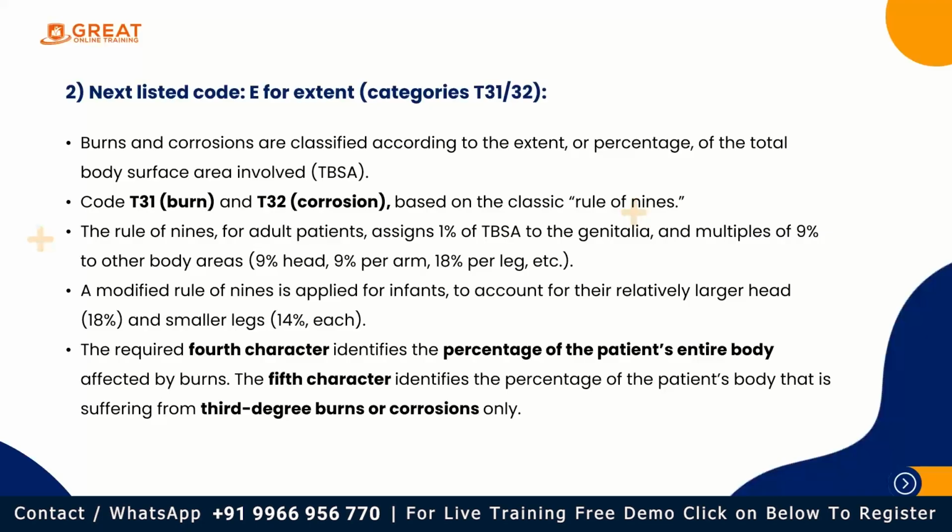But if just percentage is given, suppose 50% of TBSA is involved, a particular anatomical site is not mentioned. Then how are you going to select the code for this first step? That's why in that case you have to use this T31 or T32 code. Or if more than 20% of total body surface area is burned with third degree burn, in that case you have to use these codes additionally.